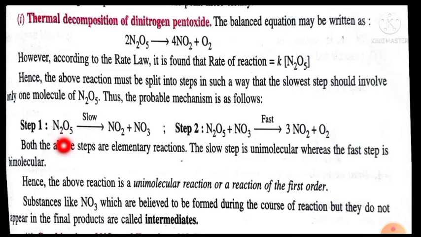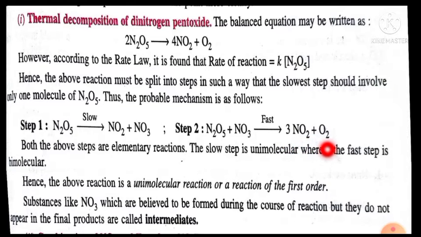In the first step, nitrogen pentoxide is going to decompose into NO2 and NO3. In the second step, the second molecule of N2O5 combines with NO3 and forms 3NO2 plus oxygen. So the second step is fast and the first step is slow. So step 1 is the rate determining step. That's why it is going to decide the overall rate of reaction. That's why the order of reaction will be 1.